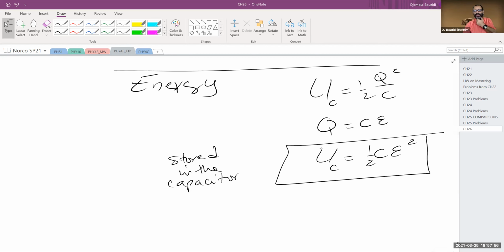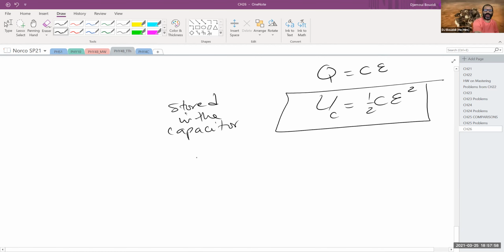And then we have to do the second thing, which is discharging a capacitor. So those are the two things that we need to talk about. And then we're going to do problems from this chapter.